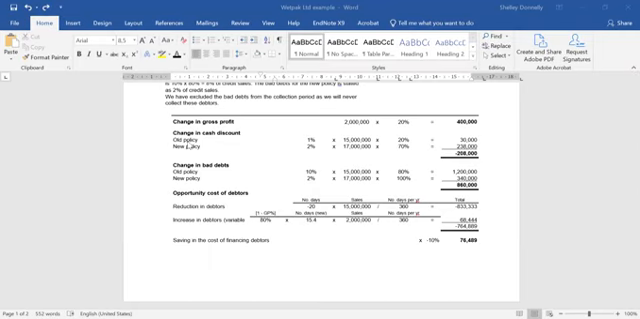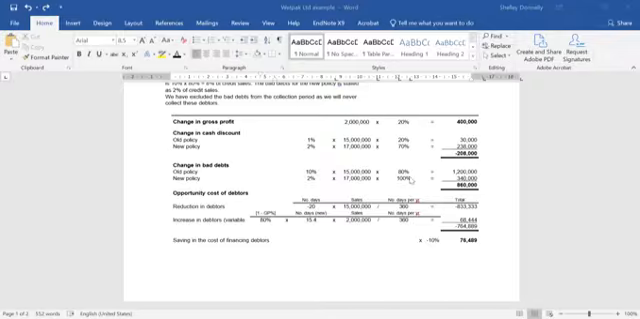Okay, because on the one hand, with the old policy, the discount costs them 30,000. With the new policy, it's going to cost them 238,000. So the change is the difference between the two. And it's not a good change. It's going to cost them 208,000 more. So that's why it's a minus.